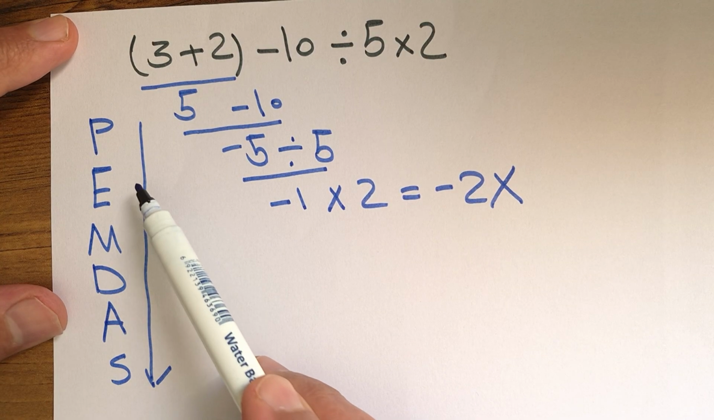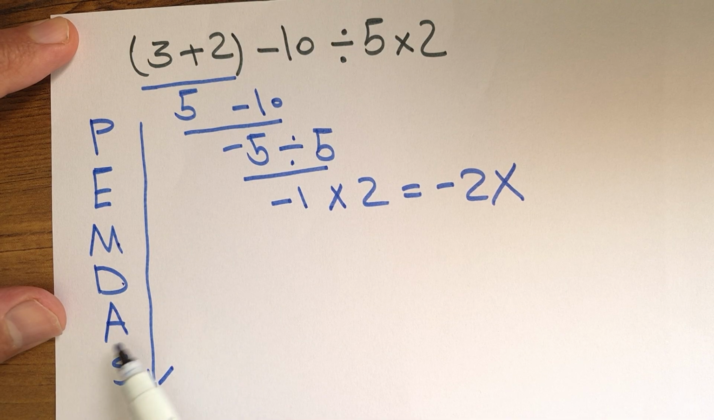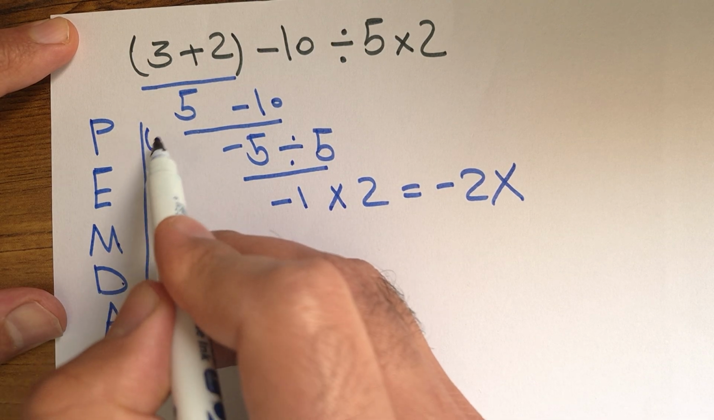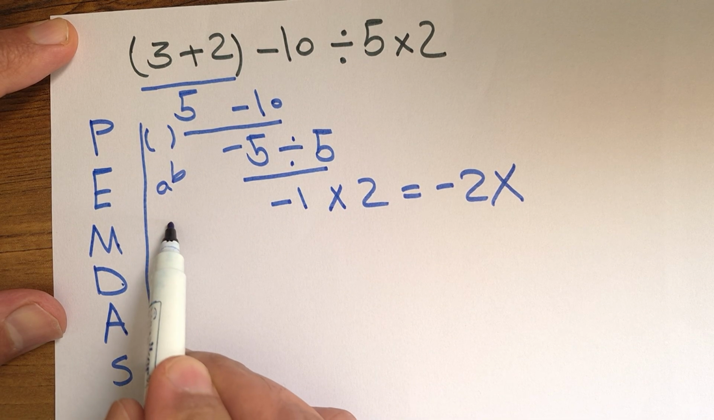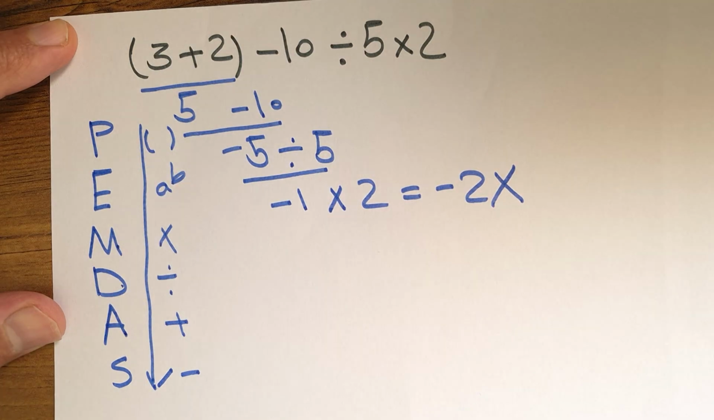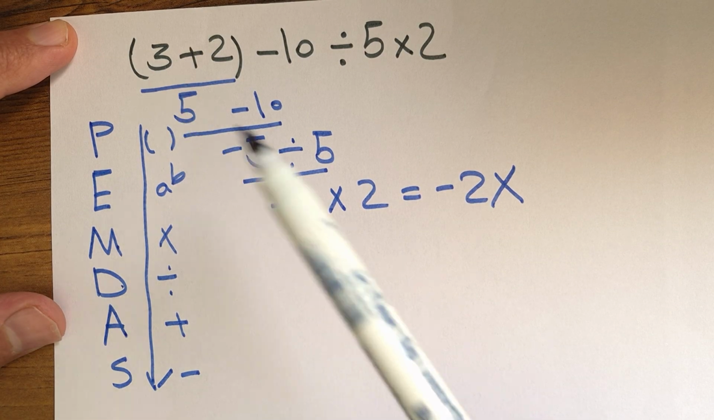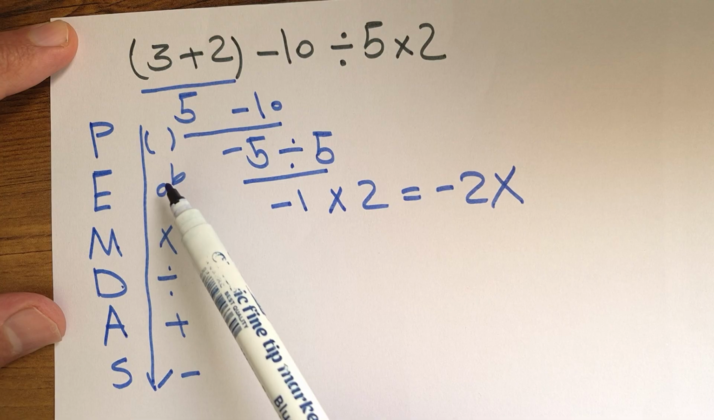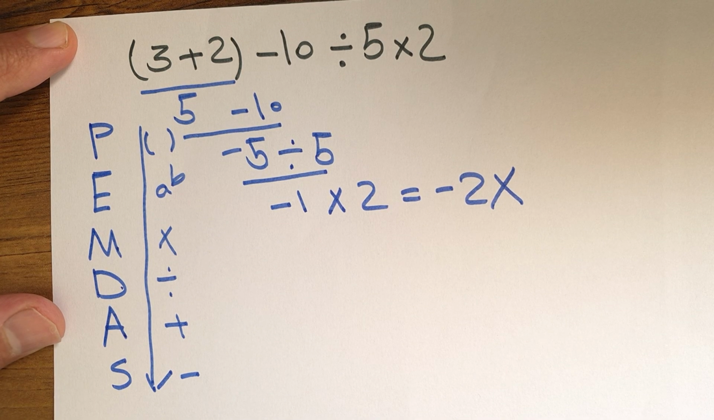parentheses, exponents, multiplication, division, addition, and subtraction. And this arrow shows the priority vector. So it means that P, or parentheses, have the highest priority. And then we have the exponents, then multiplication and division, then addition and subtraction.